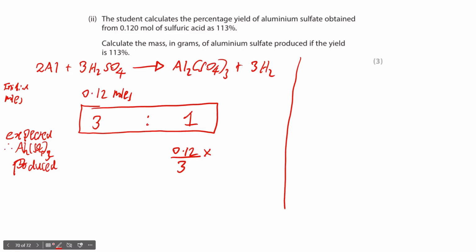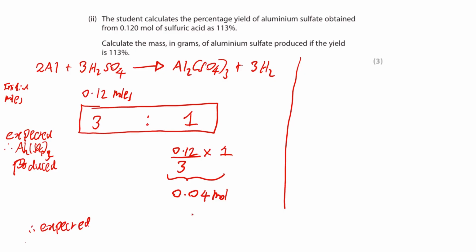So what you have to do is you have the mole ratio of sulfuric acid, which is 3, you divide by 3 and multiply by the mole ratio of aluminium sulfate, which is 1. So my answer here is 0.04 moles. That's the expected moles of aluminium sulfate. Therefore, can you find the expected mass?